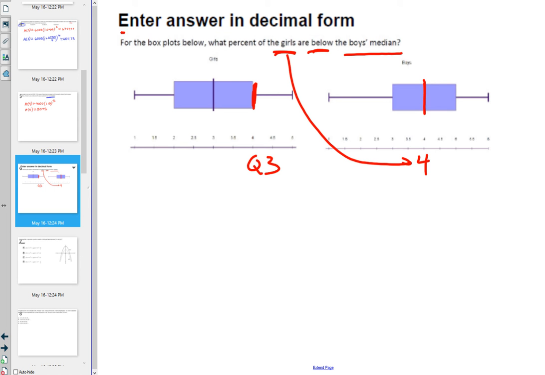75. Now if it says enter in decimal form, 0.75. That's what you were asking me about yesterday, Jana? Yeah, that's what decimal form means, 0.75.